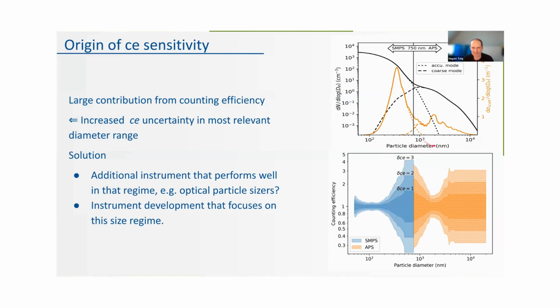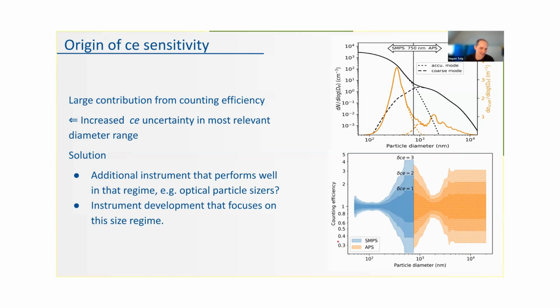And while it doesn't look as bad for the APS, especially since the peak here actually coincides with this minimum, still a lot is, of course, within these enhanced counting efficiency uncertainties. So a potential solution would be to use a different measurement. For example, optical particle sizers are known to work well in this regime, but you would still want to do a similar uncertainty study to be sure that it is really better.